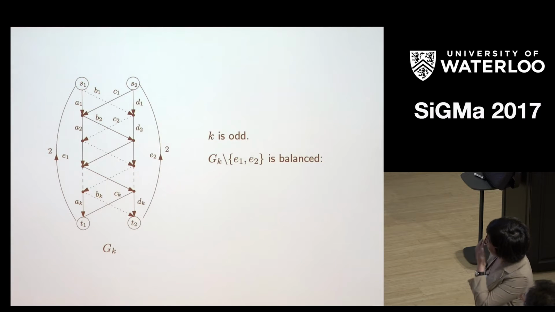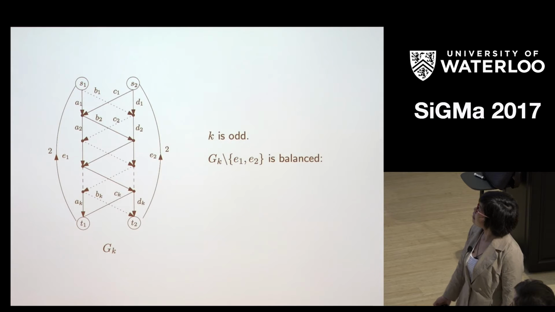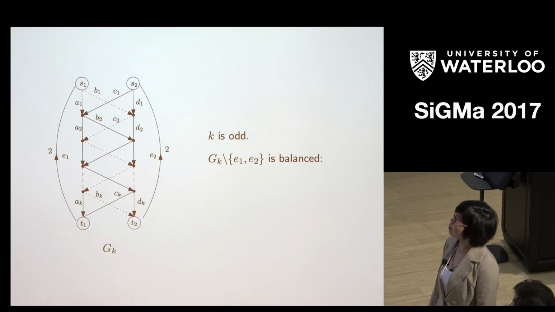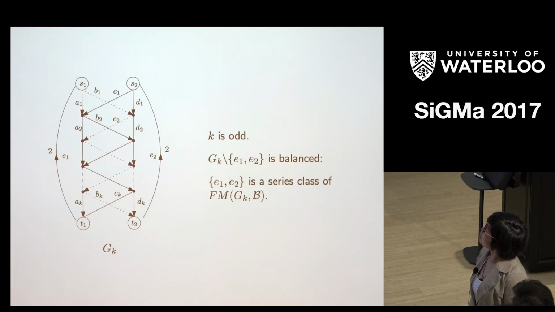And so G_K deleting E1 and E2 is a balanced graph. There are no unbalanced cycles here. So every unbalanced cycle in G_K must use E1 or E2. And E1 and E2 in fact form a series class of the frame matroid.